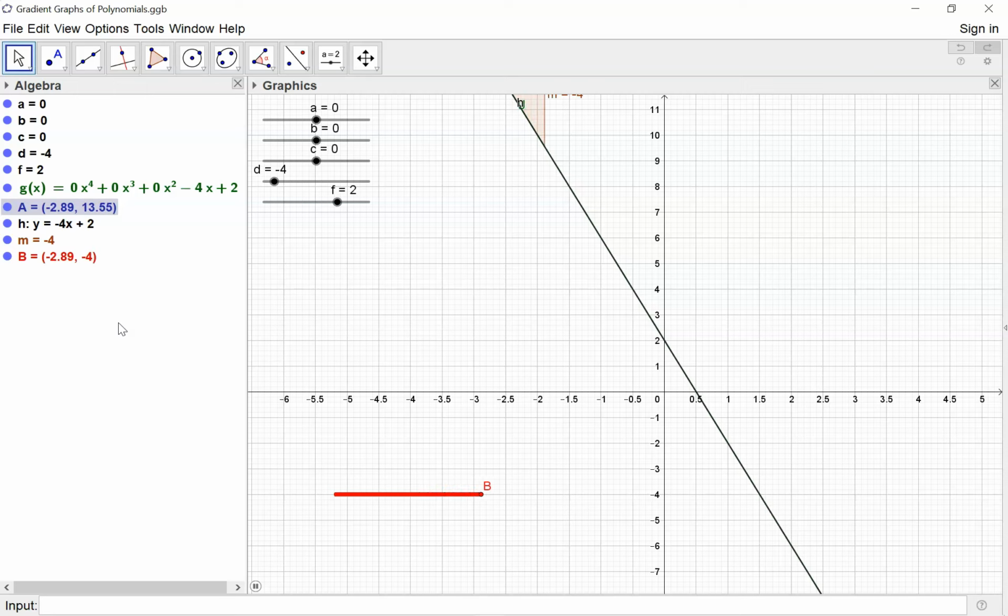Therefore, when you draw the gradient function, it's going to again be a horizontal line representing that the gradient remains a constant throughout this linear. No matter where you are on this linear graph, the gradient is always -4. Therefore, the gradient function will be a horizontal line y equals -4.